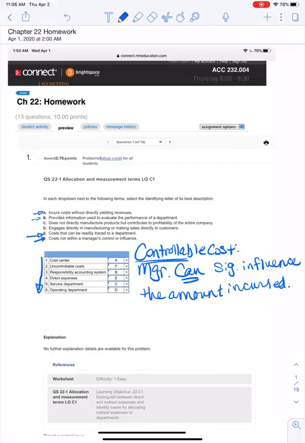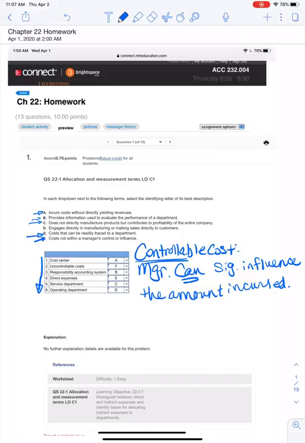Well, we're down to two, all right, so we know it's either C or D, and in this case it is C. So a service department does not directly manufacture products, but does contribute to the profitability of the entire company. And you say, well, earlier when you talked about, say, the accounting department, you said that that was just a cost center and that they did not actually contribute to profit.